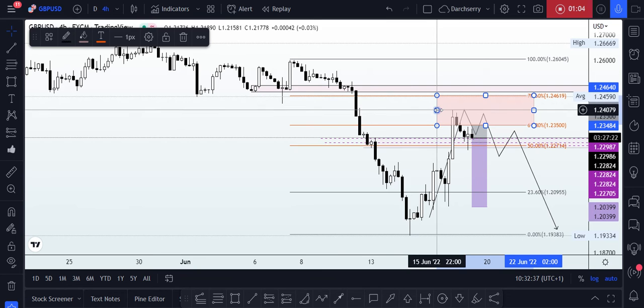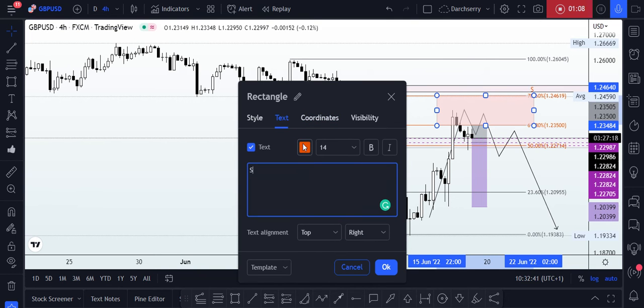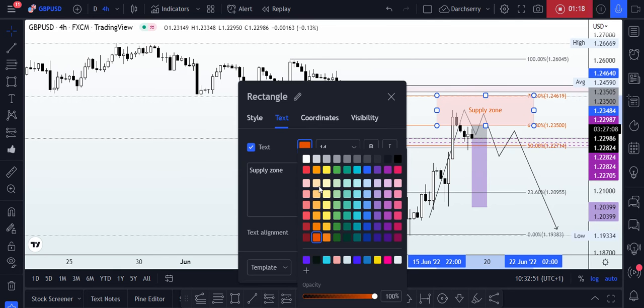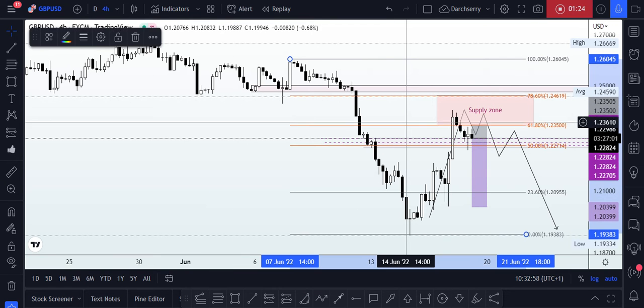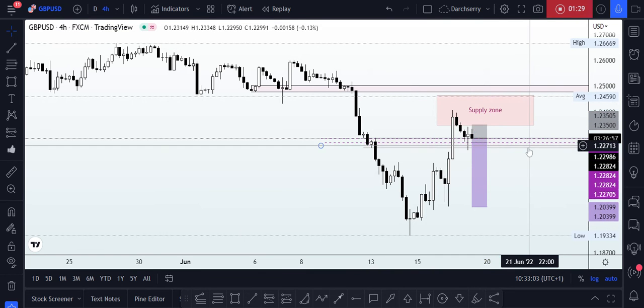So I want to label this area for the sake of clarity. I shall be labeling it the supply zone. We shall be using this area as our yardstick into taking any selling opportunity on this pair. So let's label this. Okay, we have that. So I'll delete this.